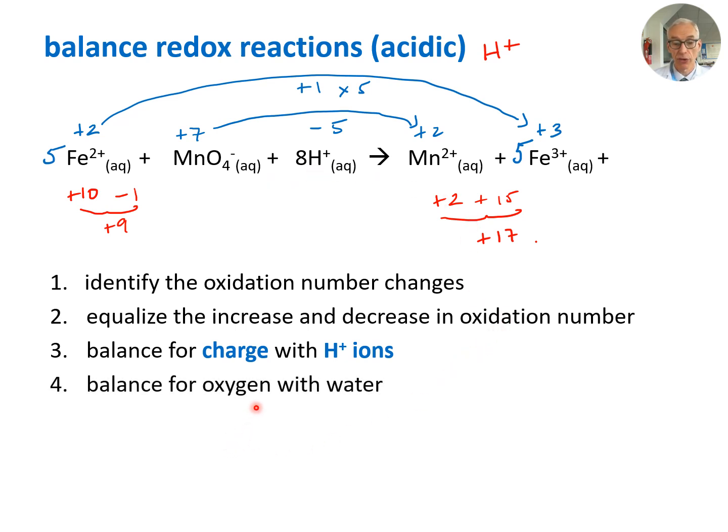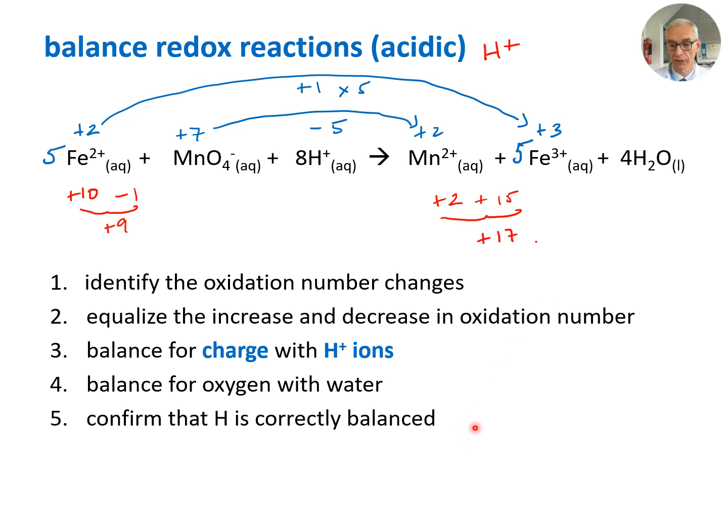We now balance for oxygen with water. Well, I've got 4 oxygens here, so I need 4 waters. And as a final check, if everything is correct, the hydrogens should be correctly balanced. I've got 8 hydrogens on the right-hand side. I've got 8 on the left. So that's how to balance a redox reaction in acidic conditions.